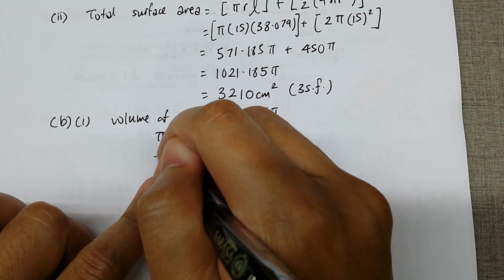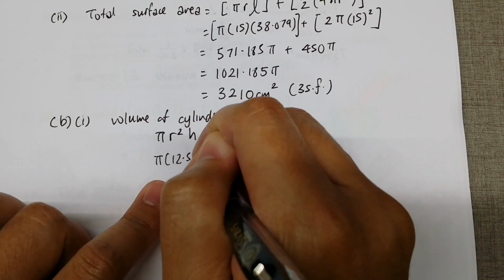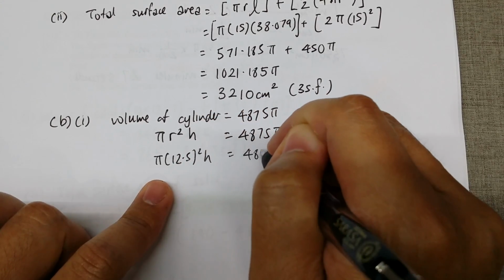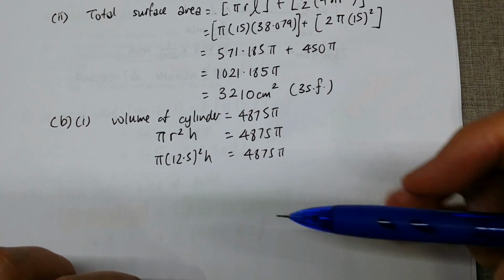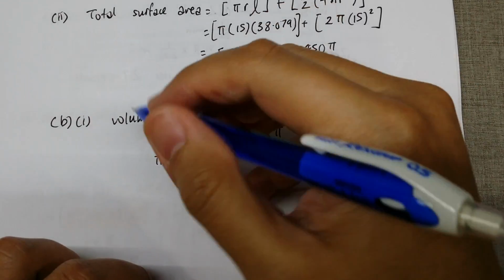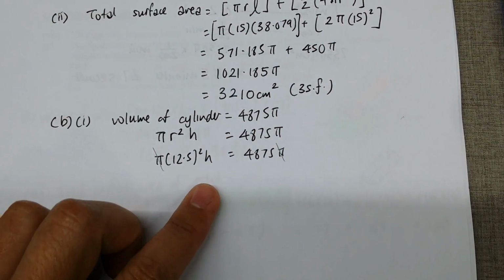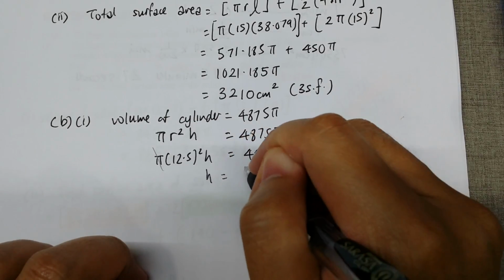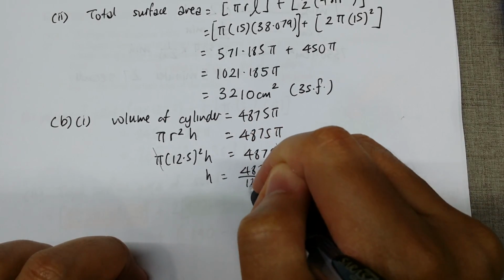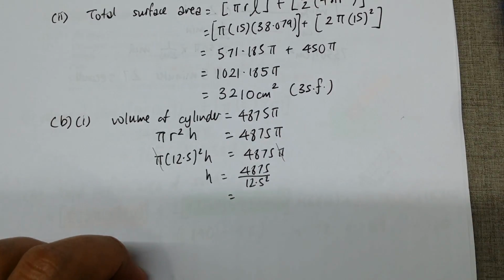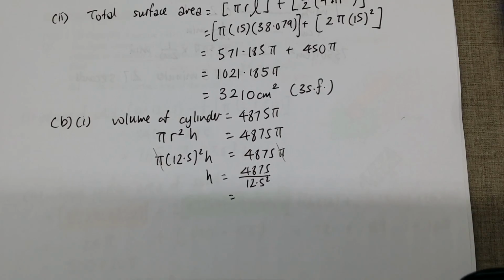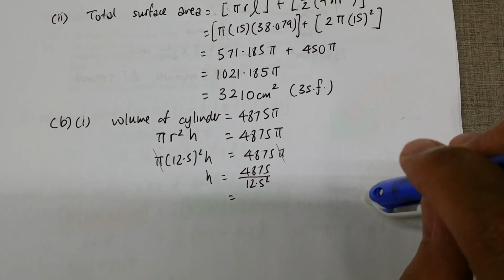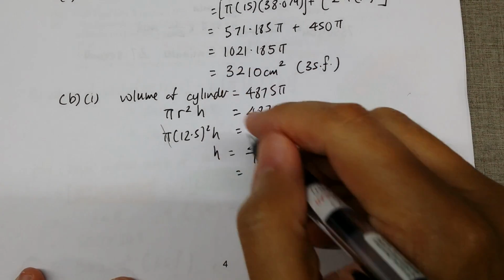I can just write this here. 12.5 square h equals to 4875 pi. I mentioned already, both sides have pi, cancel away. H equals to 4875 divided by 12.5 square. Thirty-one point two cm. Yes.